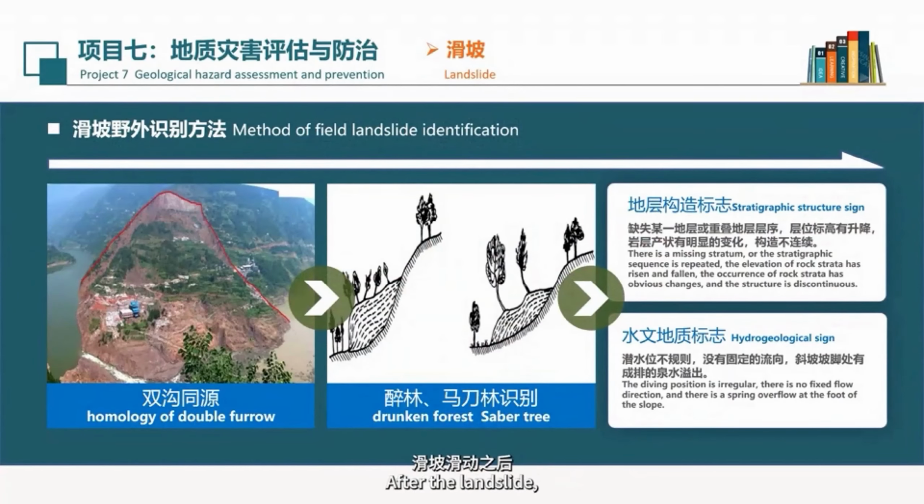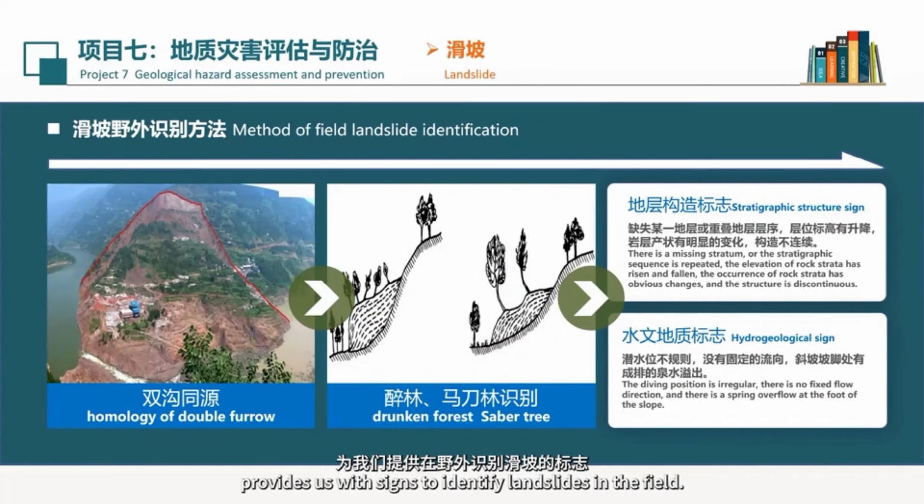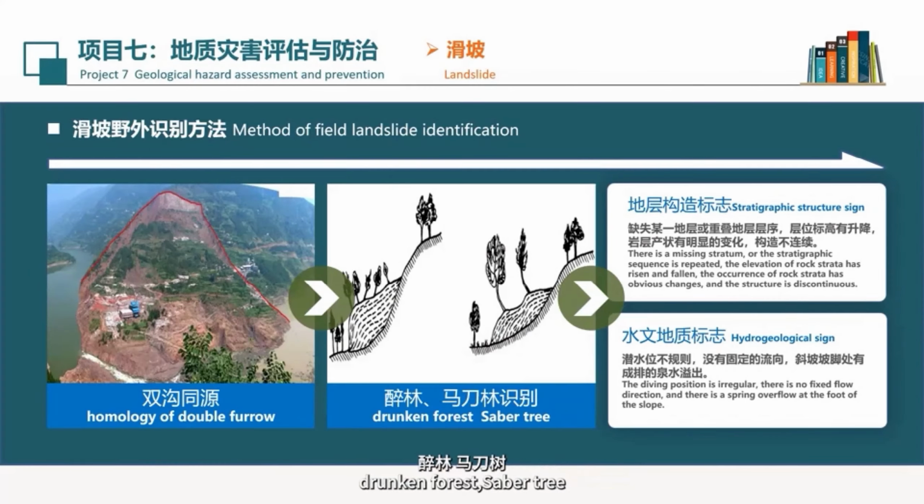Method of field landslide identification. After the landslide, it creates a series of variations, which provide us with signs to identify landslides in the field. These signs mainly include homology of double sulcus, drunken forest, saber tree, stratigraphic structure signs, and hydrogeology. The first is the homology of double sulcus. While a rock mass on a slope is sliding, gullies often form on either side of the slope. The phenomenon of homology of double sulcus appears.